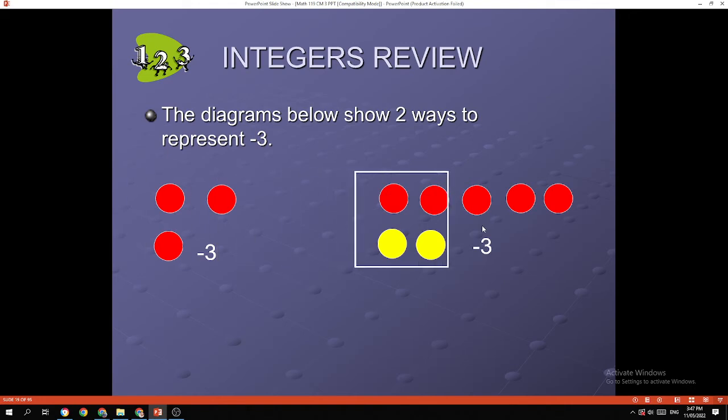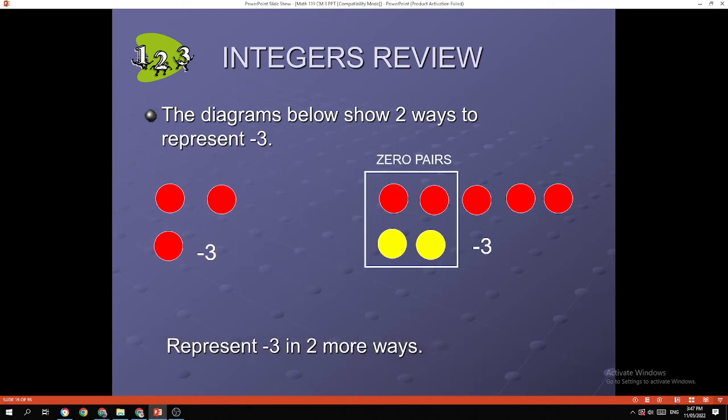So there are a lot of ways on how to represent negative 3. I can add four zero pairs there, it's still negative 3. Okay? So this is what we should introduce first. We introduce to the students that using colored counters, we let them represent positive integers and negative integers in different ways, like adding zero pairs, as many as they want.